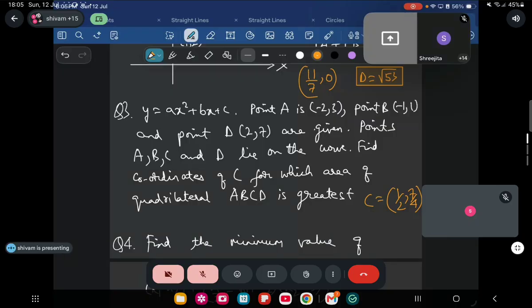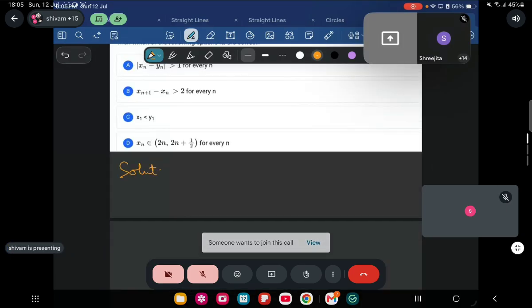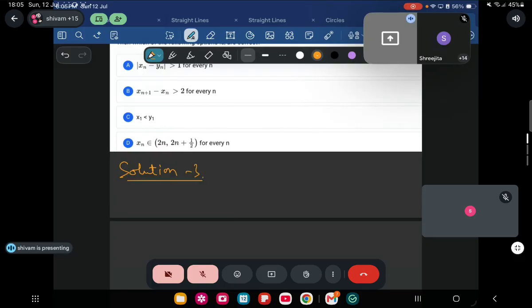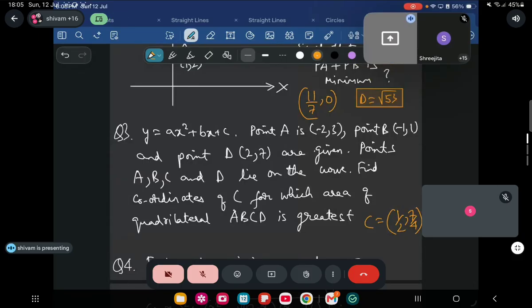Anyone having any doubt, you can ask me now. Okay, so pay attention. Three now over here. y equal to x square plus bx plus c. Don't talk, Shashwata. So this particular parabola passes through 3 points. A is minus 2 comma 3, B is minus 1 comma 1, and C is not given to us. D is given as 2 comma 7. So can we find out the equation of the parabola? How to find out the equation of the parabola? Tell me, Trina.